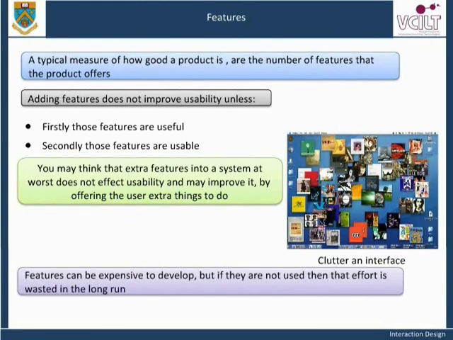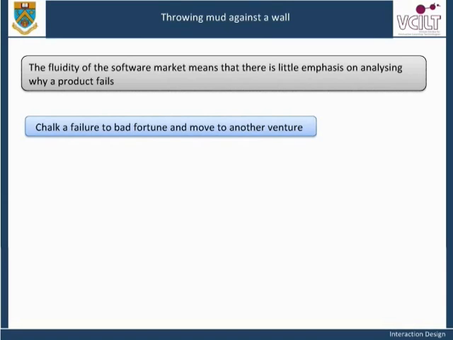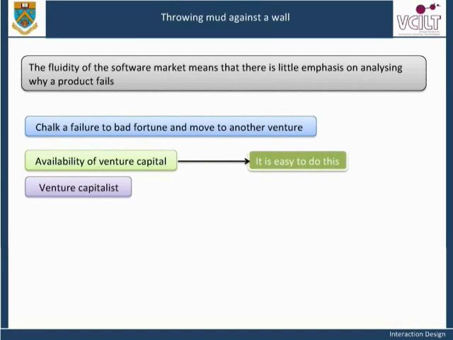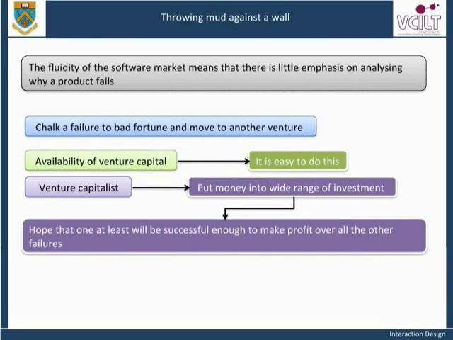Features can be expensive to develop, but if they are not used, then that effort is wasted in the long run. The fluidity of the software market means that there is little emphasis on analyzing why a product fails. It is better just to chalk a failure to bad fortune and move on to another venture. The availability of venture capital means that it is easy to do this. Venture capitalists will put a little money into a wide range of investments and hope that one at least will be successful enough to make a profit over all the other failures.